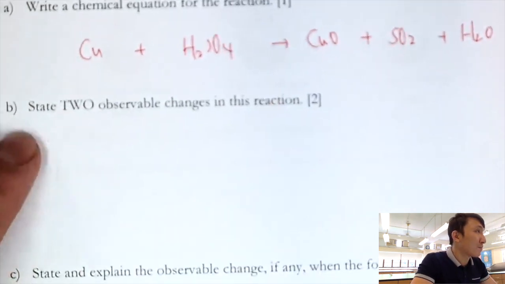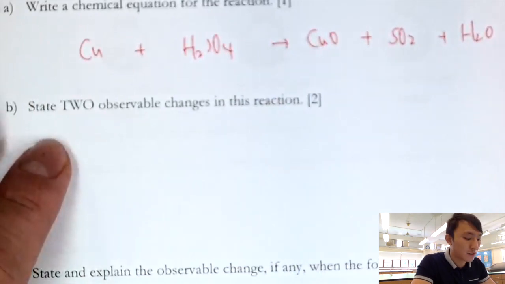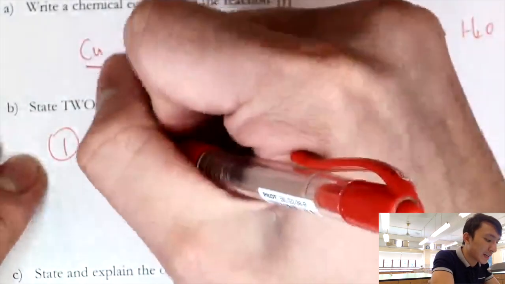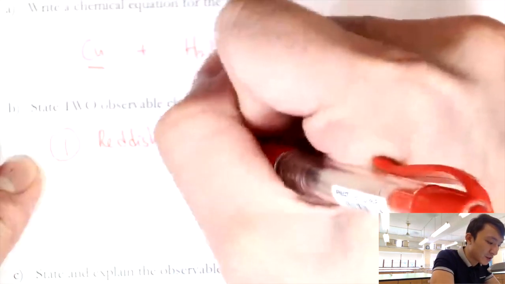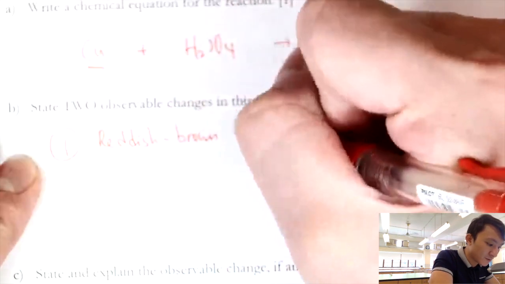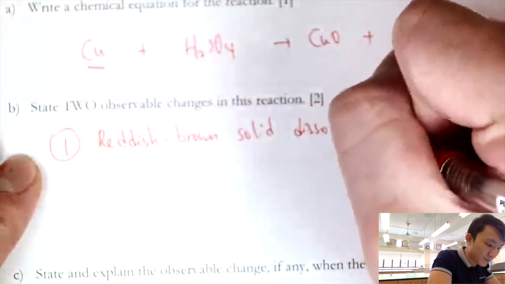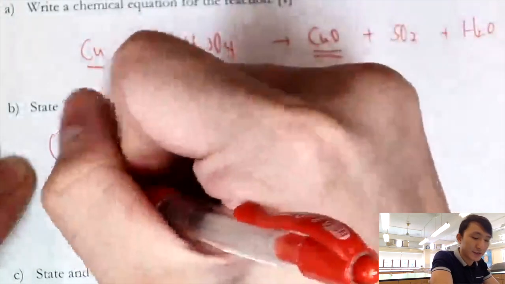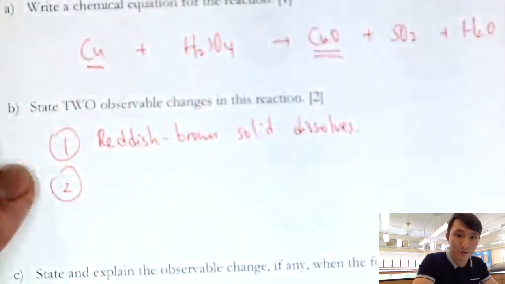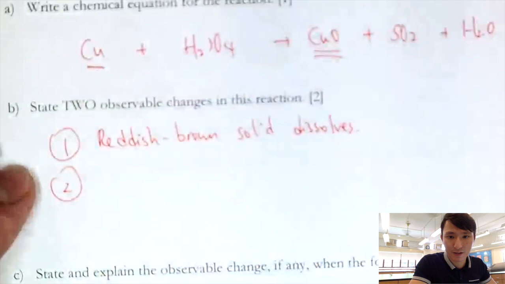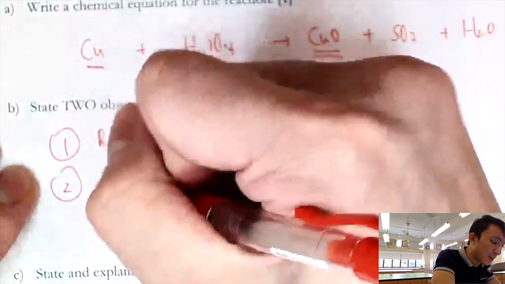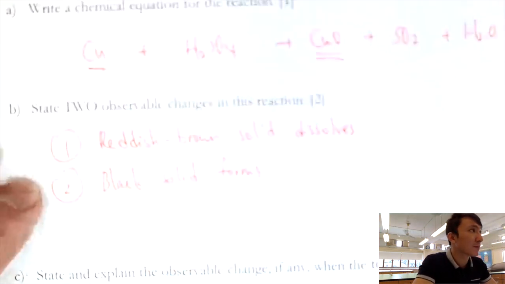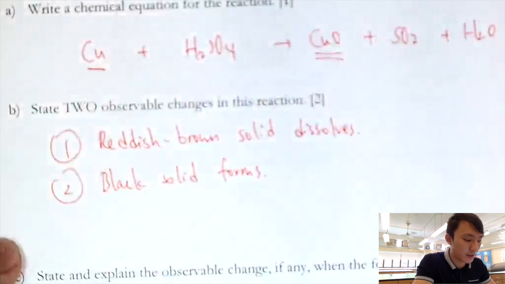Now for B, state 2 observable changes of this reaction. So first of all, it is the copper. Copper, we said, is a reddish brown solid. So obviously it dissolves. And secondly, is about the copper 2 oxide. Because this one is a black solid and it does not dissolve in water, plus the fact that there is very little water, so we say that black solid forms or suspends in the solution.